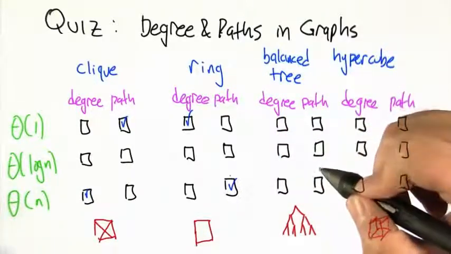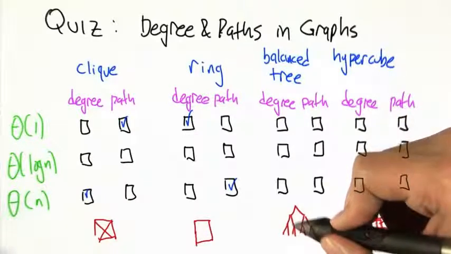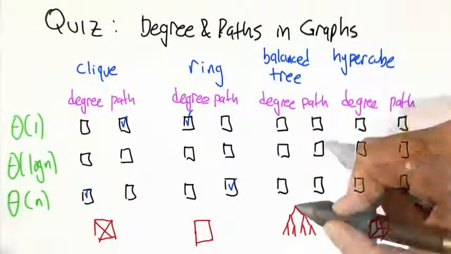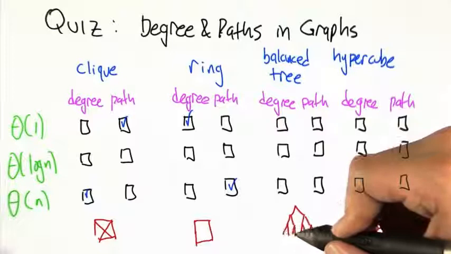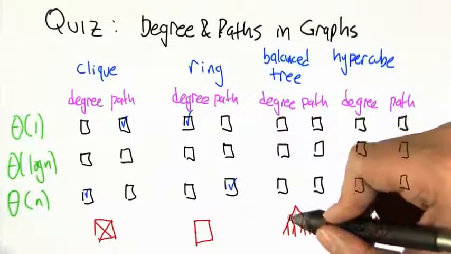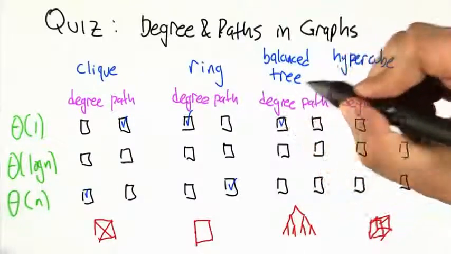Balanced trees are really interesting. So the degree here, well, a node might have a parent and 2 children. This is a balanced binary tree in particular. The root node has a degree of 2, and all the leaves have a degree of 1. So it's never more than 3, no matter how many nodes are in the graph. So the degree is constant.